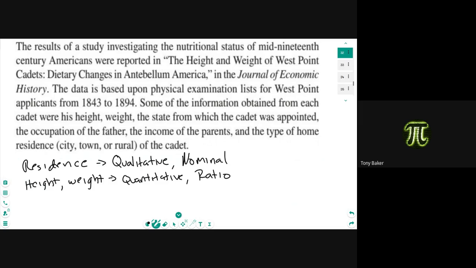All right. What's one more? Income of the parents. Qualitative or quantitative? Okay. Interval or ratio? Ratio. Say somebody's twice as wealthy.